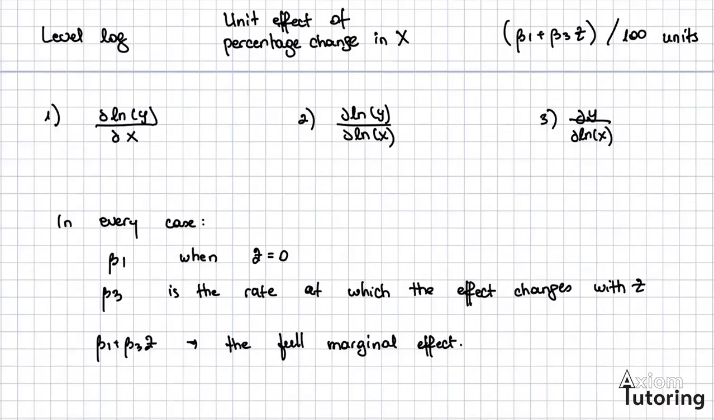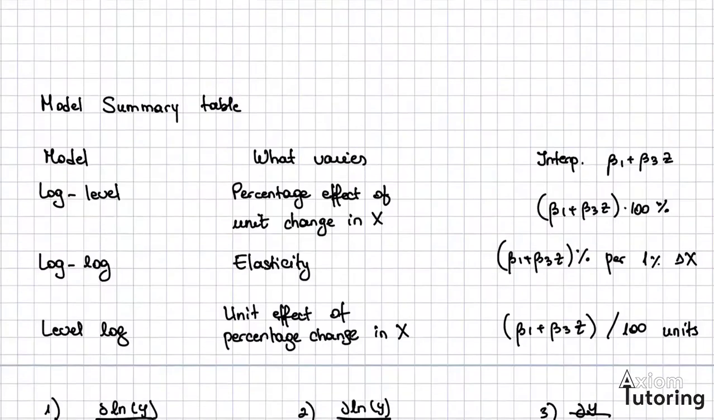So in log interaction models, the formula beta 1 plus beta 3 z always gives the marginal effect. What changes is simply how you interpret it.